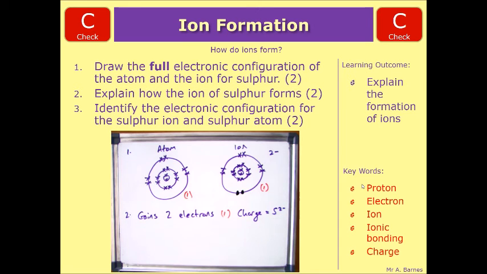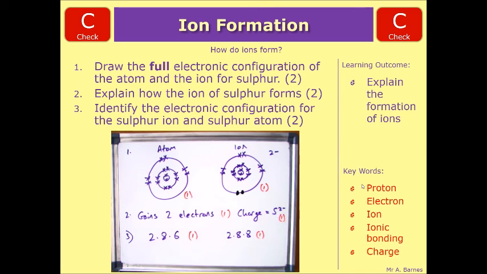And then finally, identify the electronic configuration for the sulfur ion and the atom. What I meant by that was the written electronic configuration, which is 2 in the first shell, 8 in the second shell, and 6 in the third. And then for your ion, it is 2 in the first, 8 in the second, and last but by no means least, 8 in the third, which is your last mark.